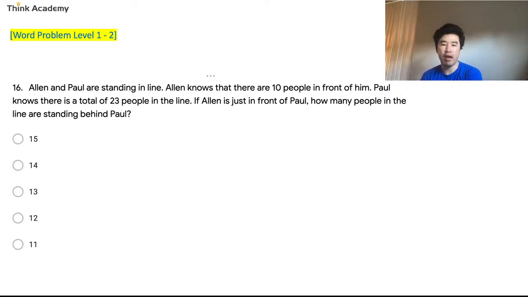So this is a 5-point problem. This is a 4-point problem, all right? Problem 16 is a 4-point problem. So let's see how we can solve it. All right, so let's get started. 3 steps, read the problem.